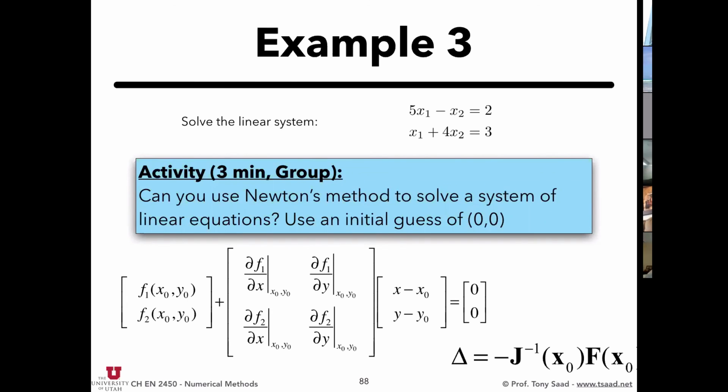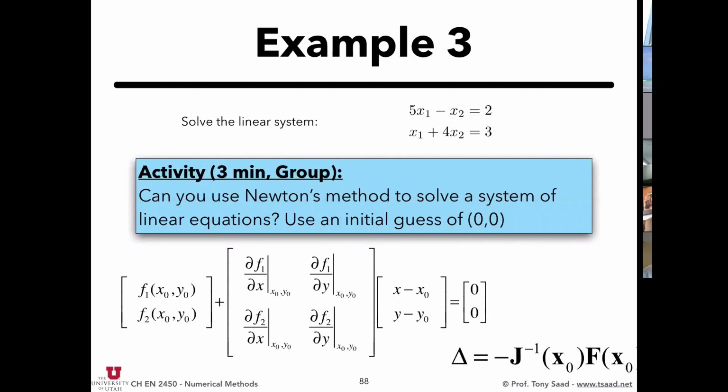Okay, Brendan, do you want to talk to us a little bit? So I got, because the Jacobian is just a matrix of values. So it's 5, -1, 1, 4. Okay, it's just fixed values, correct. Yep. And then F is -2 and -3.